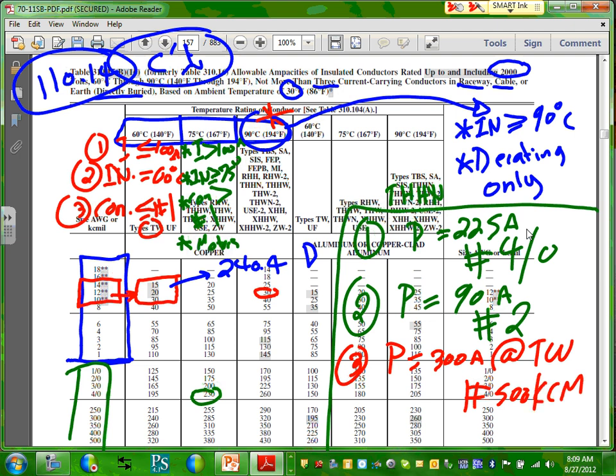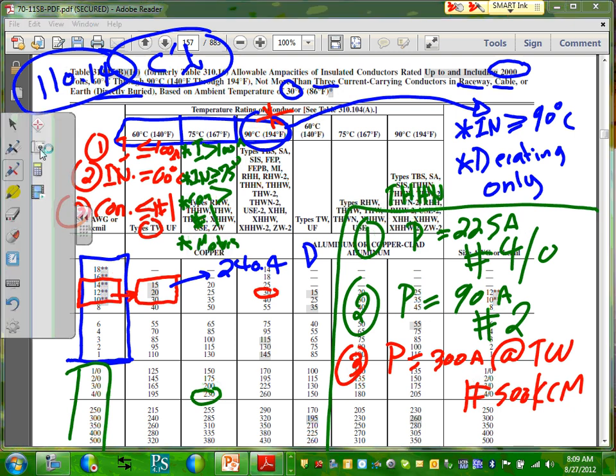KCM. Any question, guys, about these rules? Any question about the rules, before we even get there? So that's basically the rule. Let me see if I can take a snapshot of that.